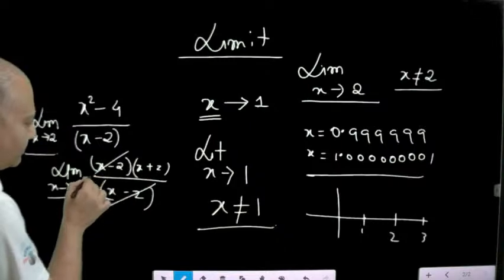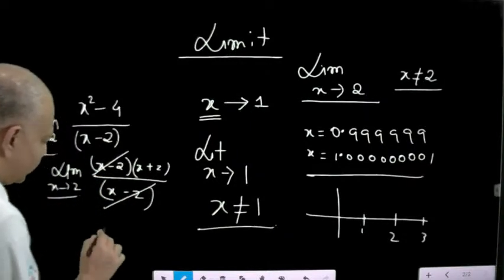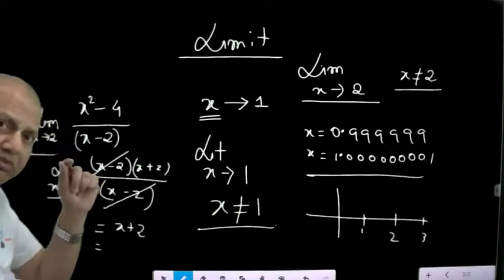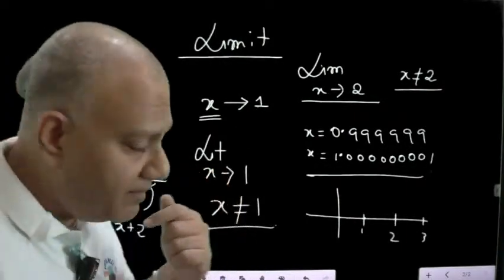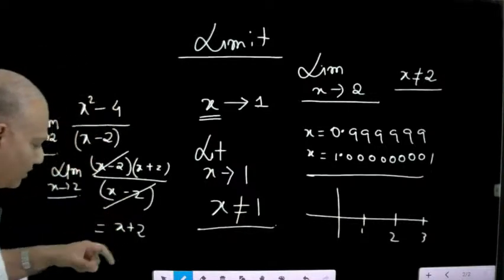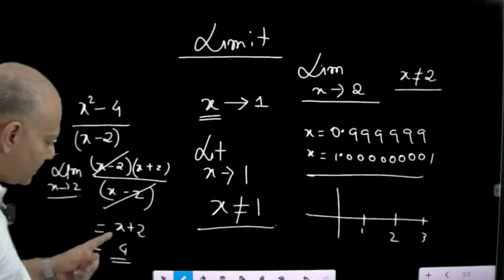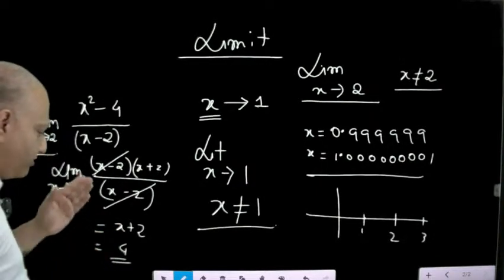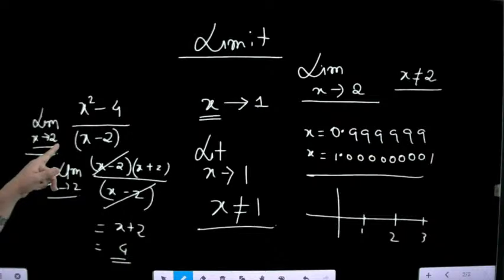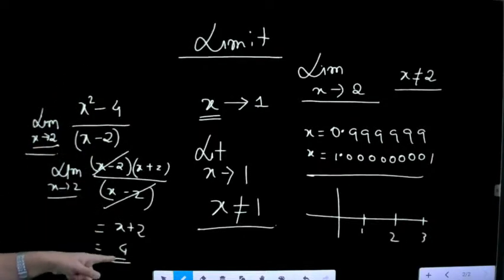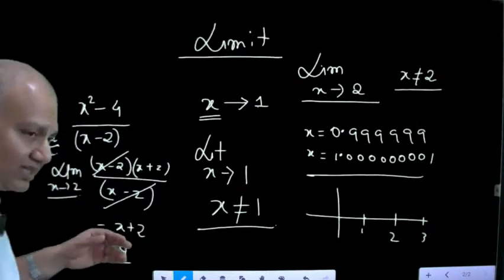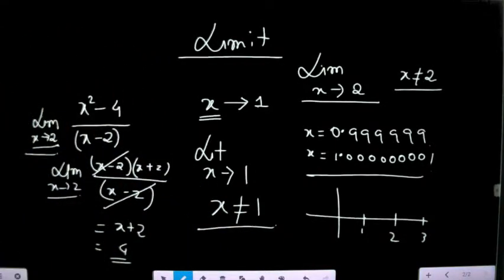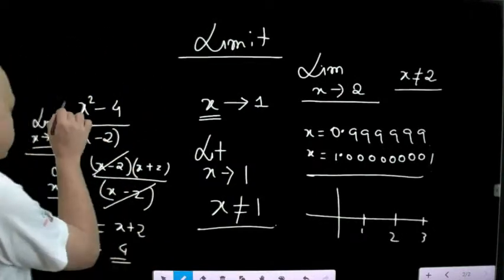So x minus 2 is cancelling out on both sides. What is the result going to be? x plus 2. Now here I can put, since in the limiting situation, this value is going to become 4. Because in the limiting situation, I can put x equal to 2. So ultimately, whenever x is tending to 2, the expression is going to tend to 4. And ultimately we can approximate it is almost 4. In that way we can find the value of this term.